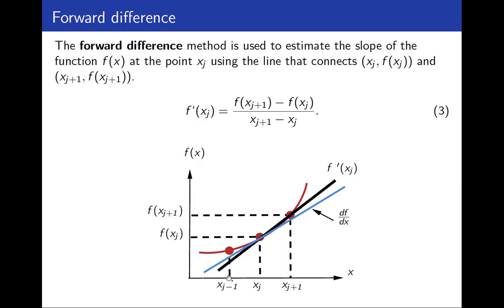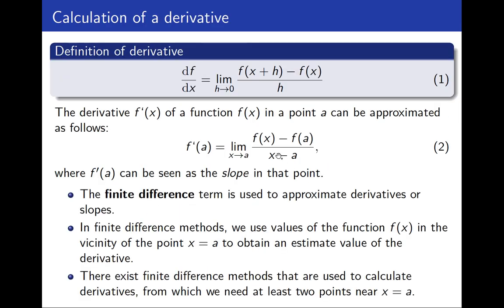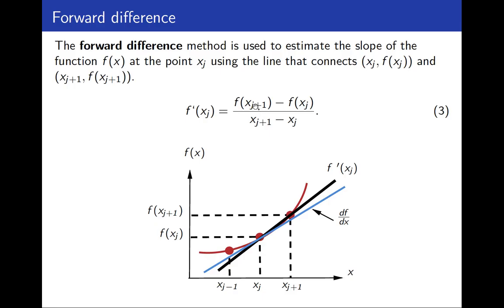This point corresponds to the value x_{j-1}. This point here corresponds to x_j, and this point x_{j+1}. So if we evaluate f, this is the value of f at x_j, and this is the value of f at x_{j+1}. We want to estimate the value of the derivative using finite differences. So we need 2 points. So we need these 2 points.